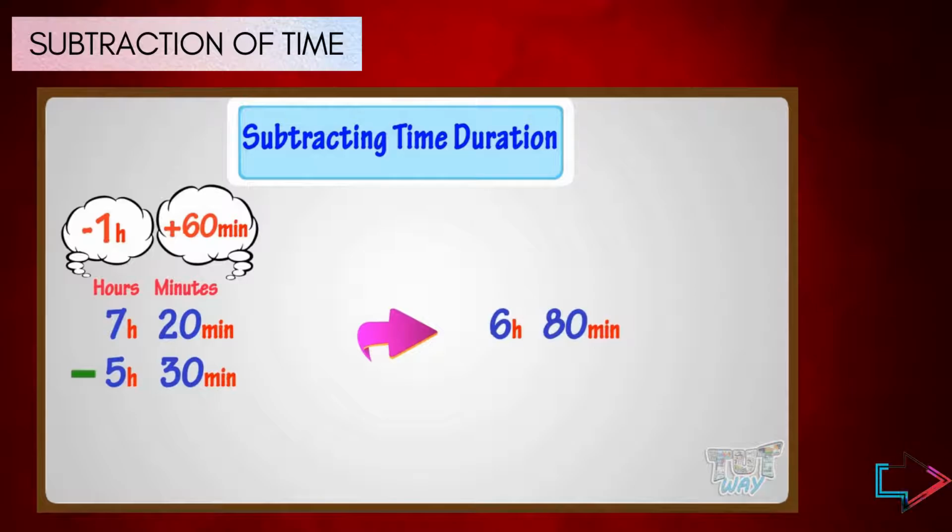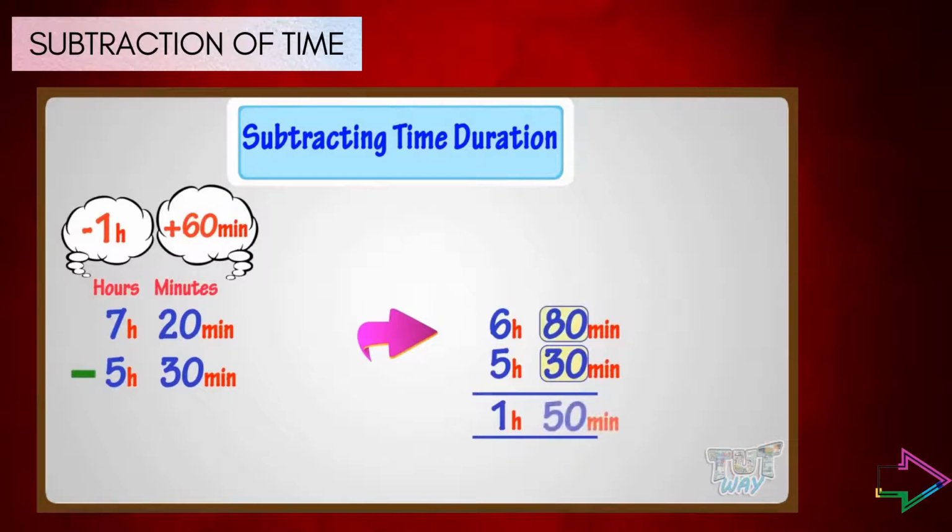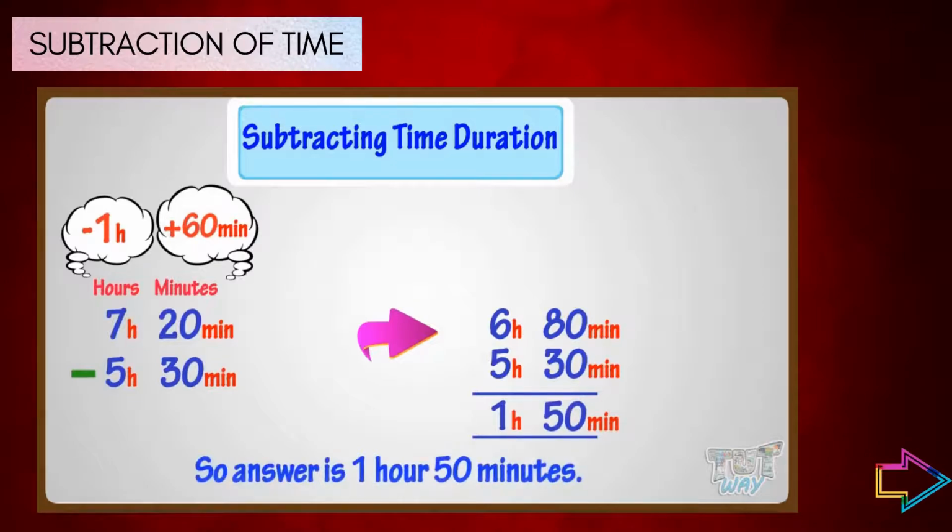But we can easily subtract 5 hours and 30 minutes from 6 hours and 80 minutes. Subtracting 5 hours from 6 hours, we get 1 hour. And subtracting 30 minutes from 80 minutes, we get 50 minutes. So our answer is 1 hour, 50 minutes.